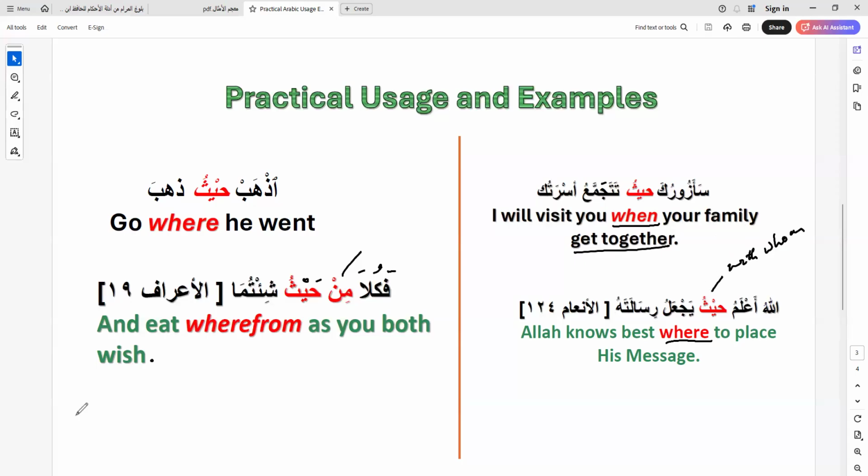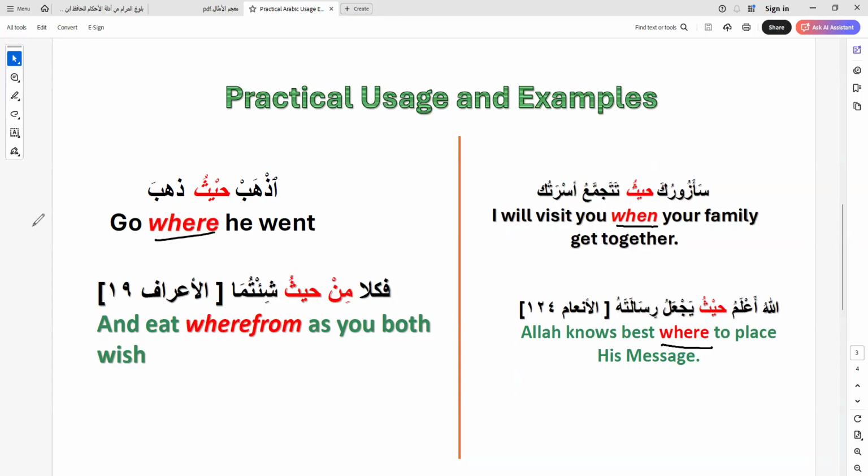Now, as you can see from all these examples, haythu is haythu. In the first instance, idhab haythu dhahaba, it means where. In the second, fakula min haythu shi'tuma, min haythu, wherefrom. سأزورك حيث تتجمع أسرتك, حيث means when. And الله أعلم حيث يجعل رسالته, حيث here means where. So you can see the dynamics in the meaning of the word حيث.